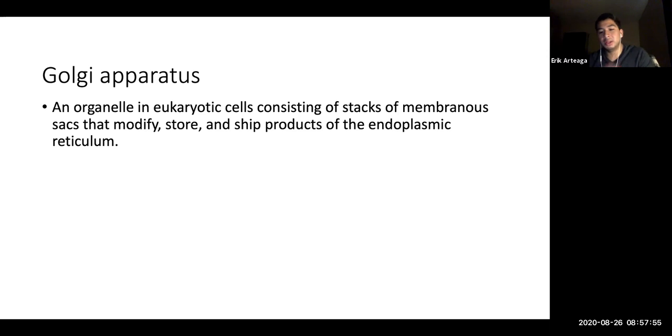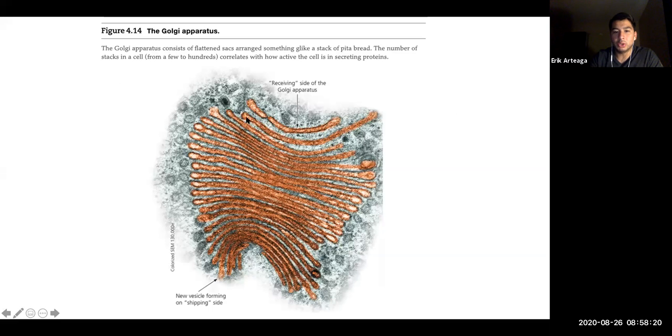What you'll see too is this Golgi will have layers to it, and you'll see it right now. So these sacs modify, store, and ship products of the endoplasmic reticulum. And again, it's just another component of that secretory system, right? This can package up and bud off different secretory proteins or molecules out into the environment or out into your tissues, okay? So here you have the Golgi. Again, this is referring to the stacks.